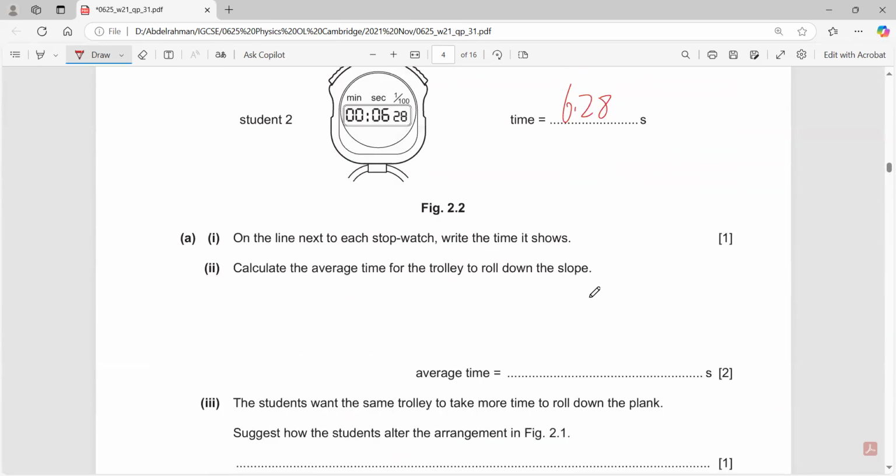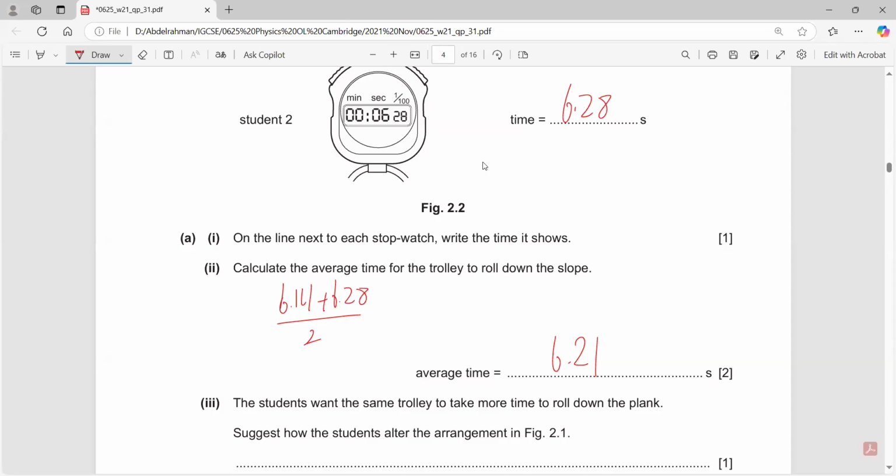Okay. Can I find the average time? Yes, I can find the average time. 6.14 plus 6.28 over 2, which has an average time of 6.21.